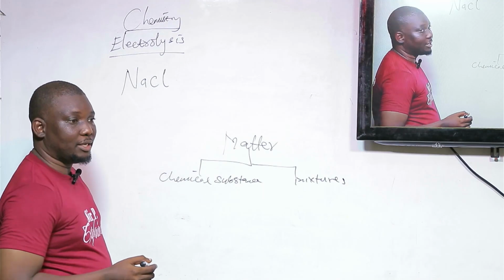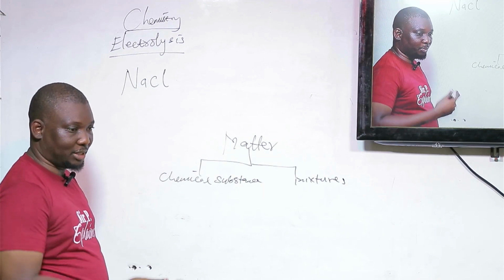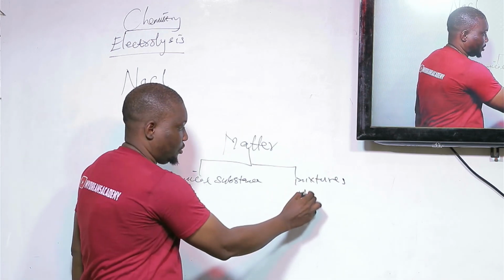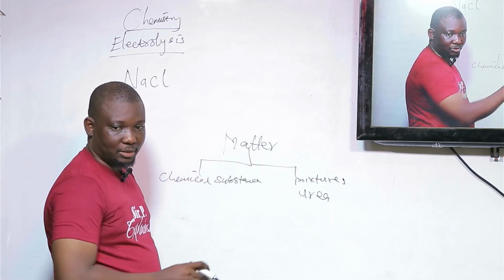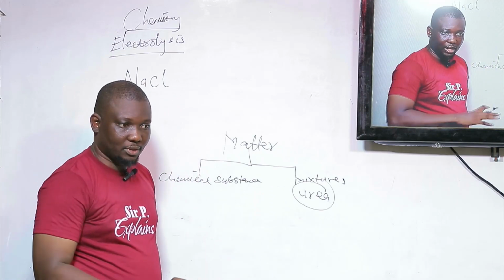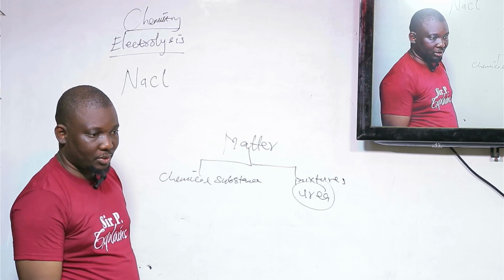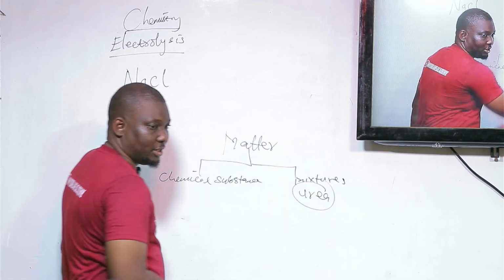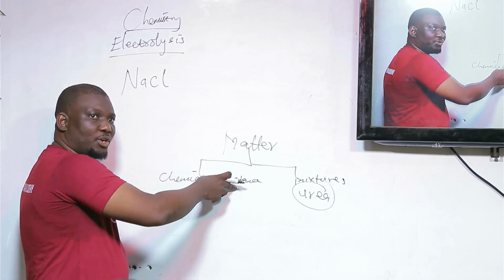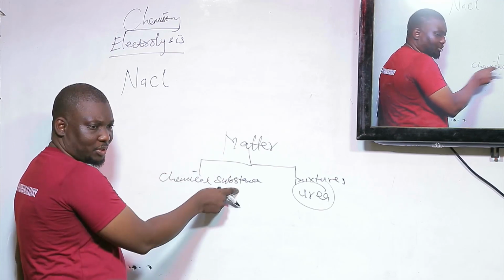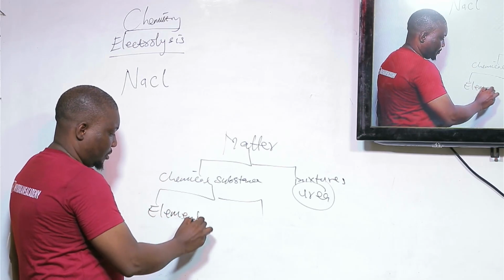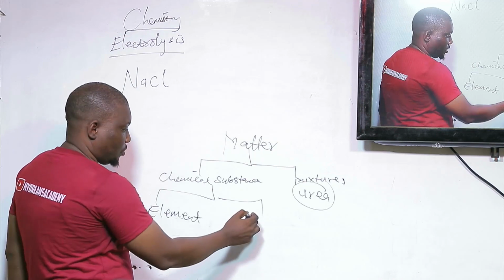So I can't say that electrolysis is the chemical process which splits matter, because electrolysis does not split mixtures. That is why urea is a non-electrolyte, because it doesn't contain ions. It can't split into ions during the electrolytic process. So you see this one is not included. What we're going to be looking at is chemical substances. But I can't say that electrolysis is a process of splitting a chemical substance, because chemical substances have two categories. One is elements. Then two is compounds.